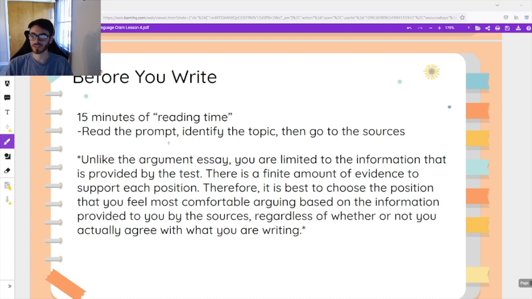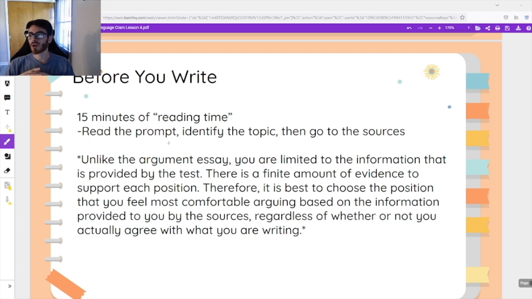Because you are limited to what the test provides, you have a limited number of pieces of evidence that you can use. Because of that, it is best to choose the position that you feel most comfortable arguing, not based on your personal opinion, right? Not based on what you personally believe, but based on the information provided to you by the sources. So whichever position you have more evidence for, or more evidence that you can more easily incorporate into an essay for, that's the position you should write about.